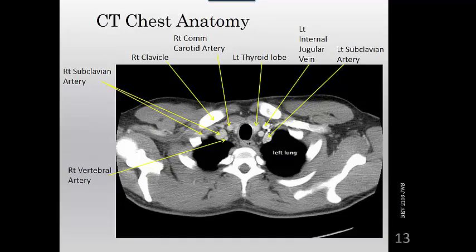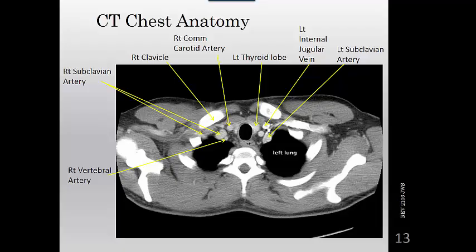Moving inferiorly and beginning anteriorly on the left side is the left lung. Anterior and coursing medially is the left subclavian artery. Above that is the left internal jugular vein. Medial to those vessels is the left thyroid lobe surrounding the trachea. And then again to the right of the trachea is the right common carotid artery.